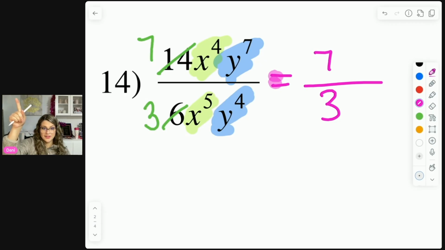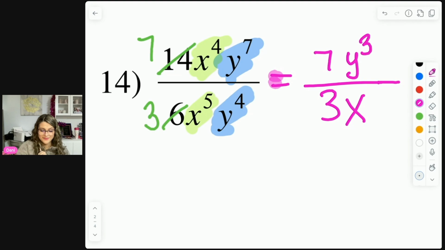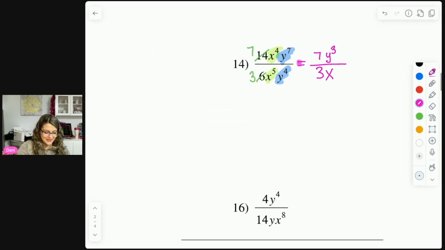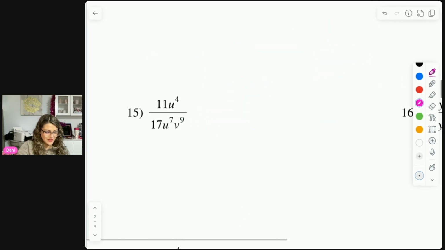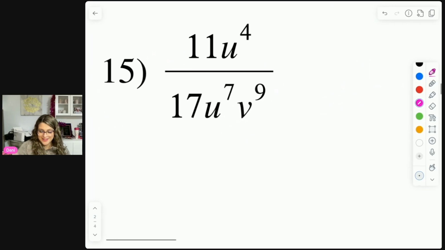So x to the 4th on top means there's 4 of them up there. X to the 5th, there's 5 of them down there. I'm going to have an x left, and we keep it on the bottom to keep it positive. Next, we have the y's, 7 of them on top, 4 of them on the bottom. 7 minus 4 is 3. There's more on top than there is on the bottom. So 7y cubed over 3x is your final answer for that one. Very good. All right. Try number 15 on your own, okay?